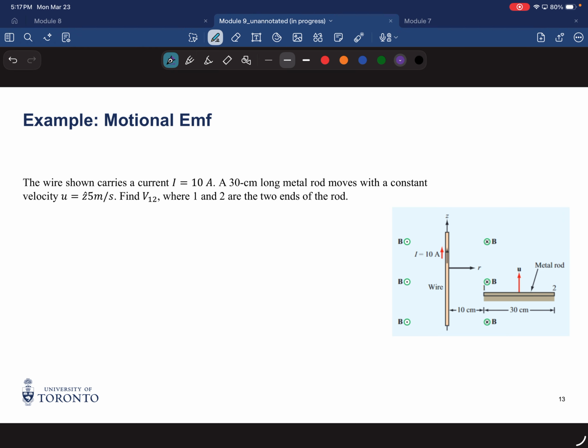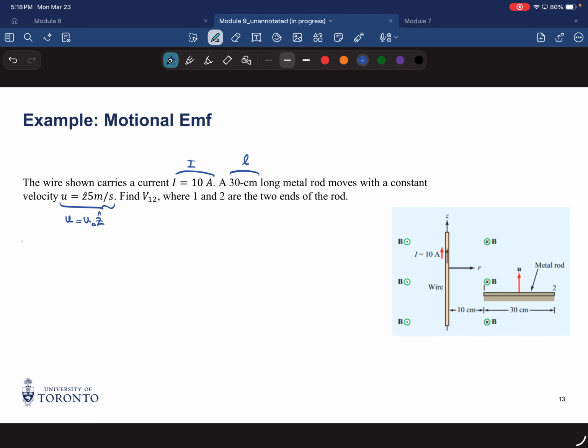Okay, so here it says the wire shown carries a current I equal to 10 amp, and I'm going to just assume this to be I, so I don't have to calculate this numerically. And 30 centimeter is the length L of the metal rod with a constant velocity u in z hat direction. I'm going to call this u naught z hat. We are asked to find V1,2, where 1 is closer to the wire than 2, okay?